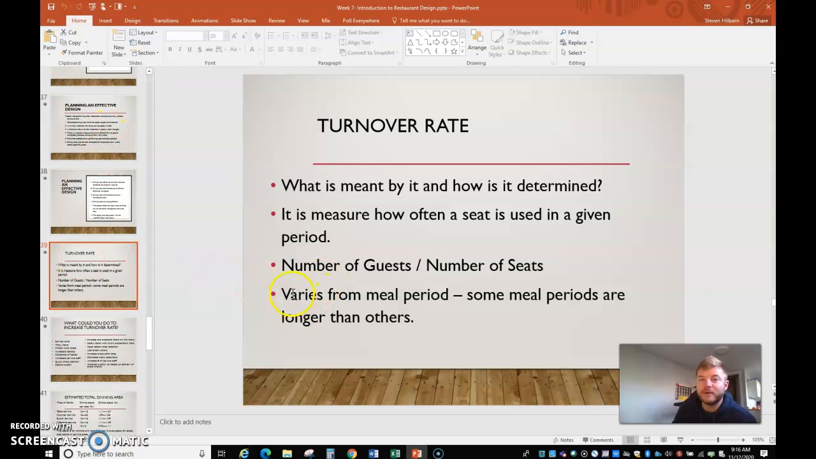So some ways and tricks that we can incorporate when we talk about design, and also when we talk about service, on how to make sure we have a fast turnover without trying to make the customer feel rushed.